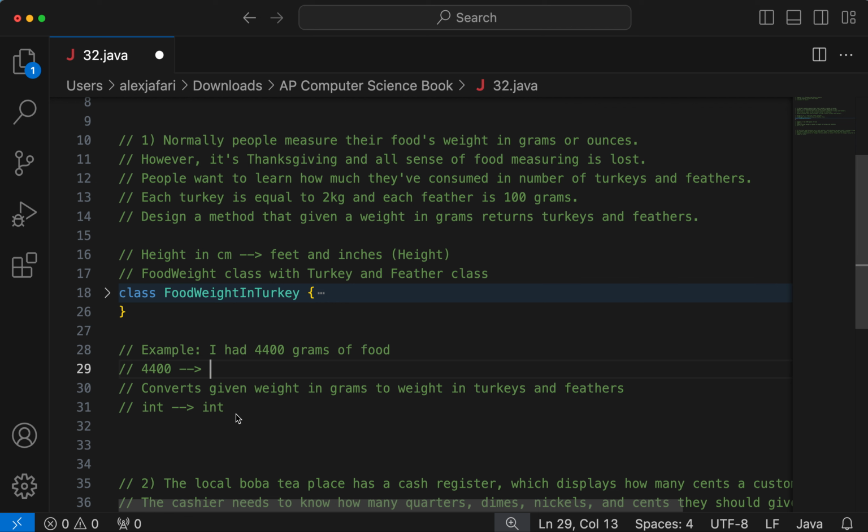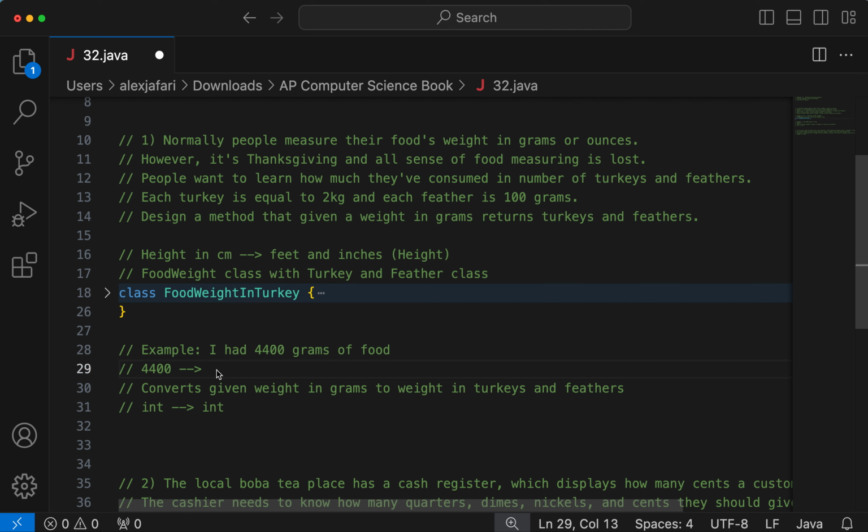So what I'm confused about is that we created this whole class, food weight in turkey. So why would we use different types? Because remember when we used the height example, the output was the new height class that we created. So in this section we learned that we don't need to return integers or doubles or strings. We can return different classes that we make.